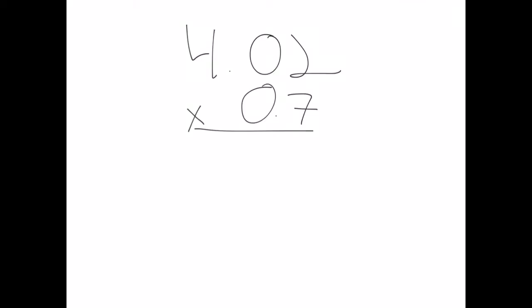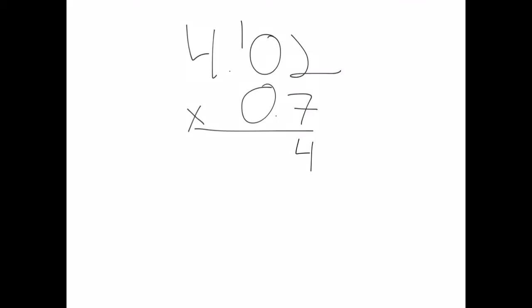Alrighty, so first that was 3.1, and this is multiplying decimals. Since it's multiplication, think of it as 402 times 7. So 2 times 7 is 14. Carry your 1, 7 times 0 is 0, plus 1.